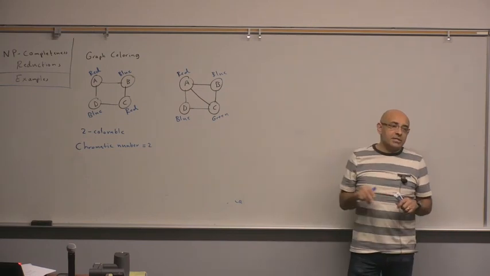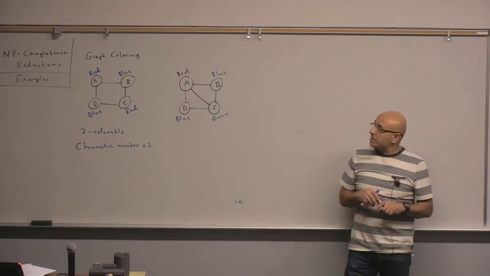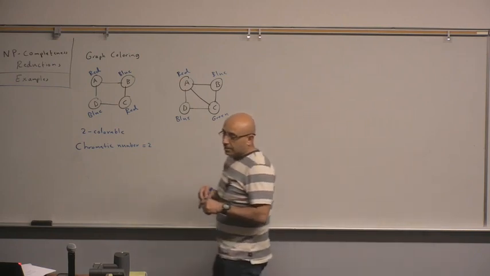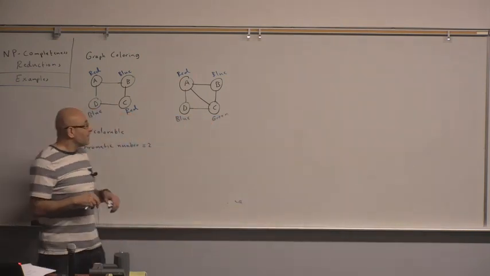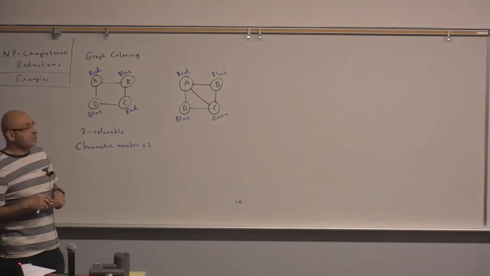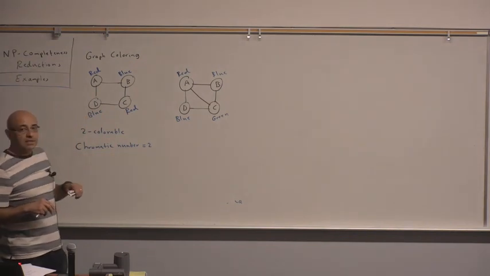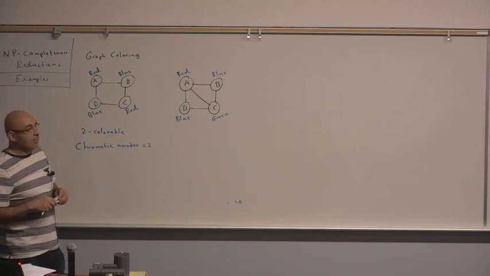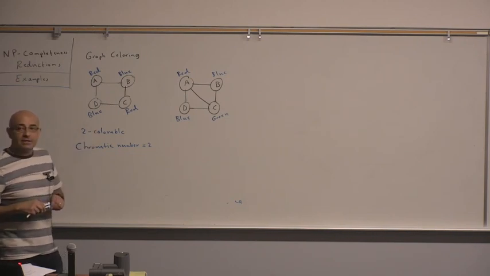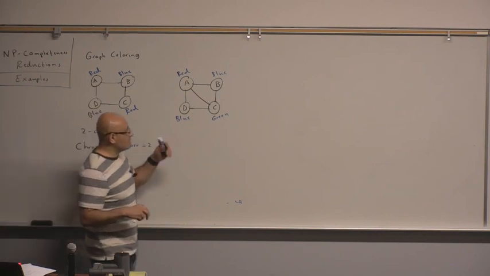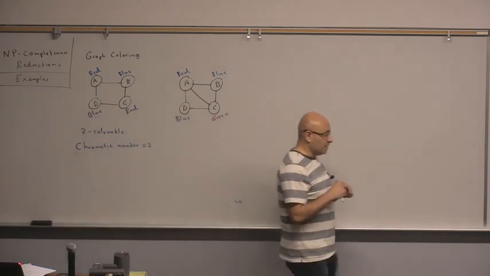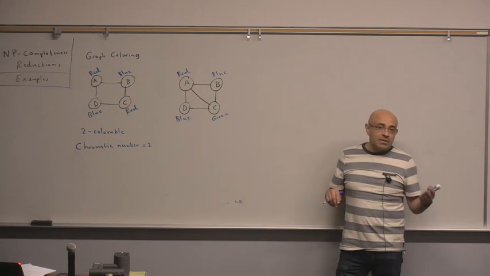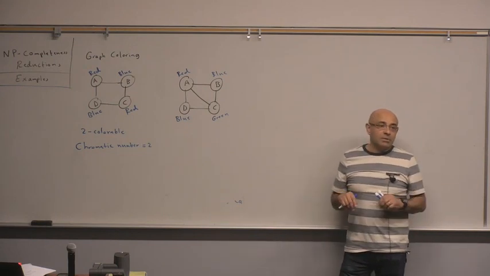In fact, the register allocation problem in compilers is much more complicated than this. So there are many different considerations. This is a simplification of the register allocation problem. Graph coloring is just a simplification of the register allocation problem in compilers, but compilers do solve it using algorithms that are not guaranteed to give you the optimal solution.